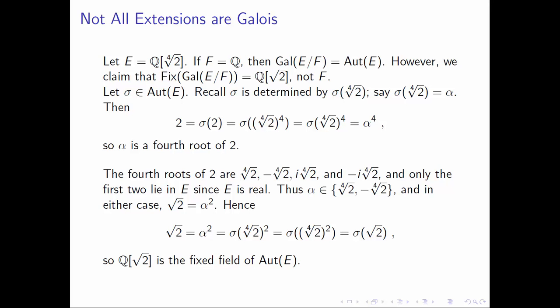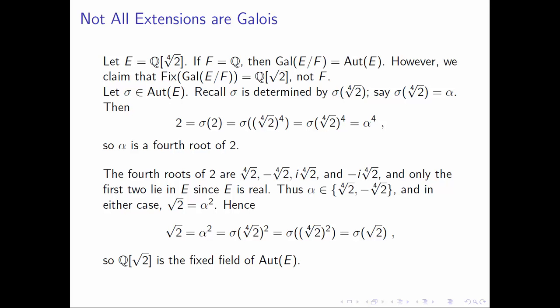If we work inside the complex numbers, then the fourth roots of 2 are the real fourth root of 2, negative fourth root of 2, i times the fourth root of 2 and negative i times the fourth root of 2. Now, only the first two of these happen to lie in the field E, since E is very clearly a subfield of the real numbers, and only stupidly a subfield of the complex numbers. So what that means is E is a purely real field, all of its elements happen to be real numbers, and so alpha has to either be the fourth root of 2 or negative the fourth root of 2.